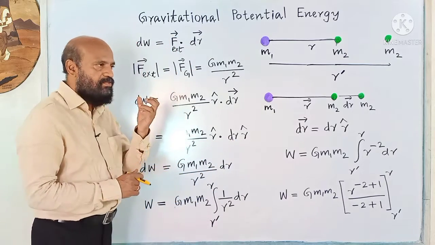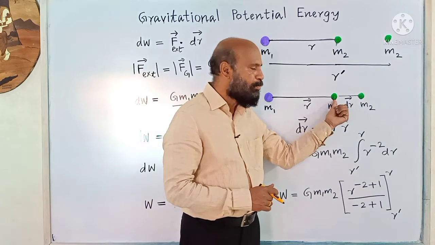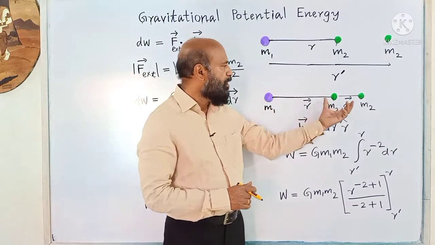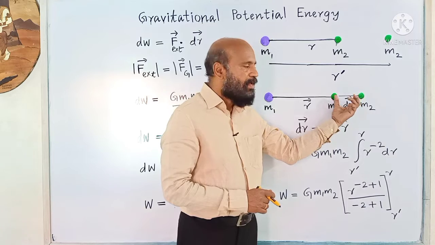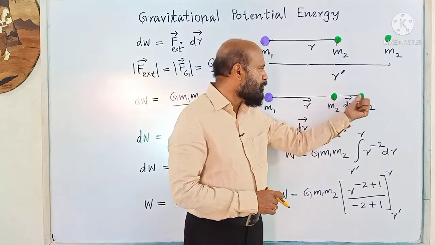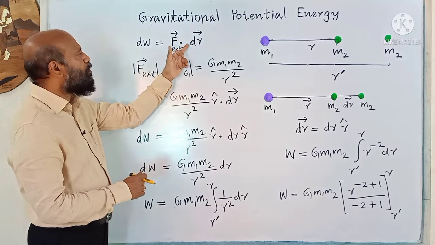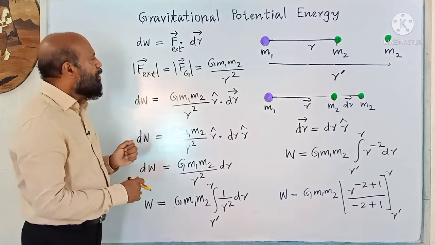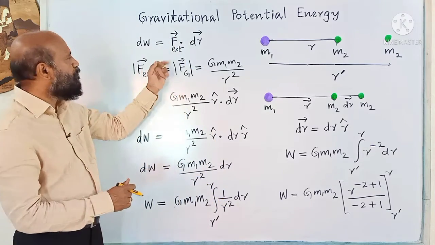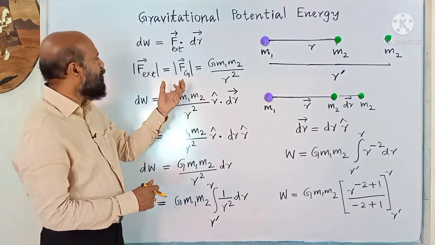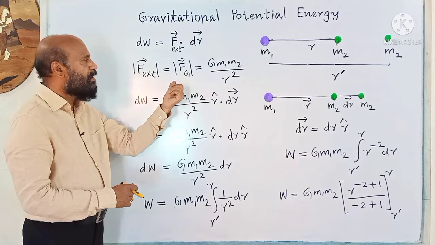First let us find the work to be done during this infinitesimal displacement dr. Now mass m2 is at a distance r from m1 and the distance between these 2 points is dr. So during this infinitesimal displacement, work to be done is F vector dot dr vector, the external force. We are moving with a constant velocity, so the external force will be equal to the gravitational force. The magnitude of the external force should be equal to the magnitude of the gravitational force.